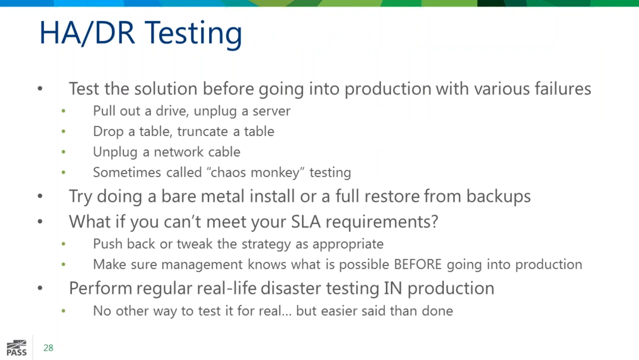Now, HADR testing. What you need to do is test your HADR solution before you go into production with various different kinds of failures. So what happens if you just walk up to the database server and pull out a drive or unplug the server entirely? Or what happens if you just drop a table or truncate the data in a table? Or unplug a network cable? And this kind of testing is sometimes called chaos monkey testing.